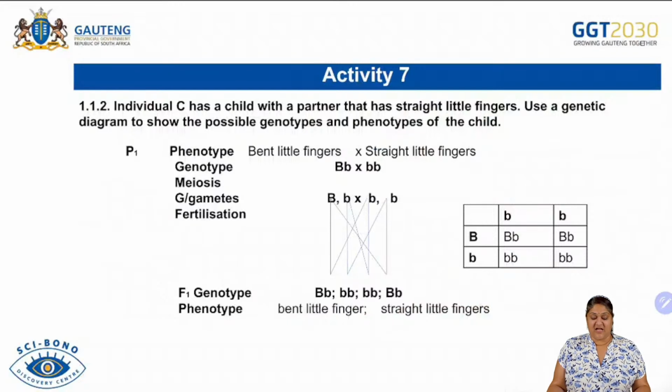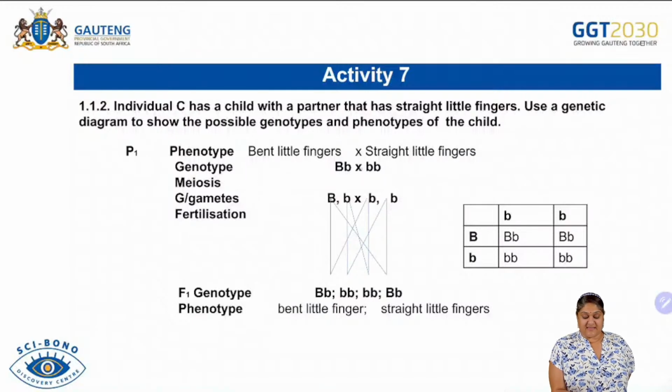Individual C has a child with a partner that has straight little fingers. Use a genetic diagram to show the possible genotypes and phenotypes of the child. Okay, so let's first see who is number C. It's female with a bent little finger, and they had a child with one with straight fingers. So we have bent little fingers as the phenotype, with straight little fingers, and the genotype is going to be heterozygous and homozygous recessive.